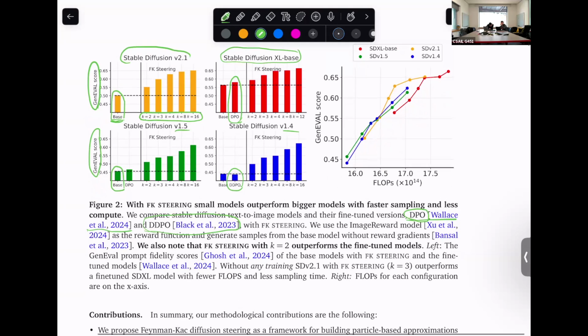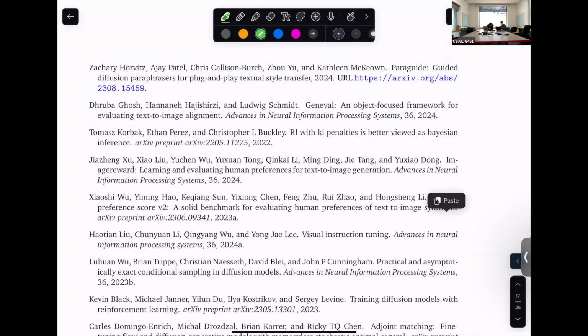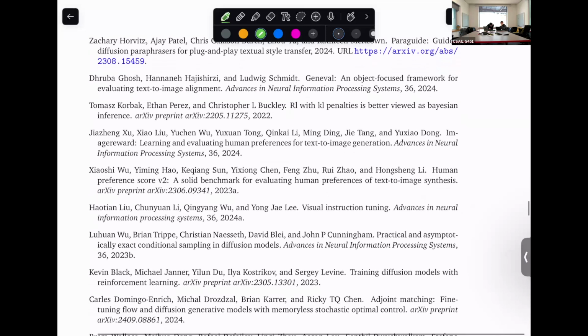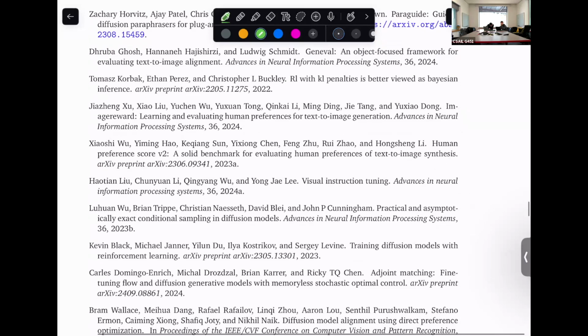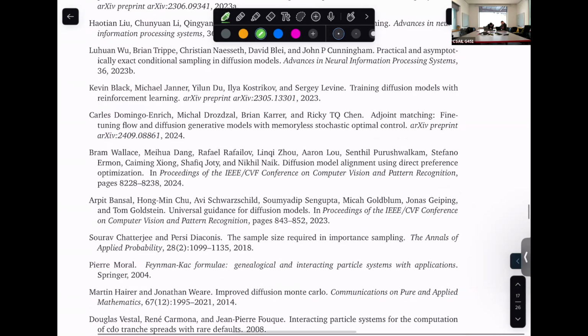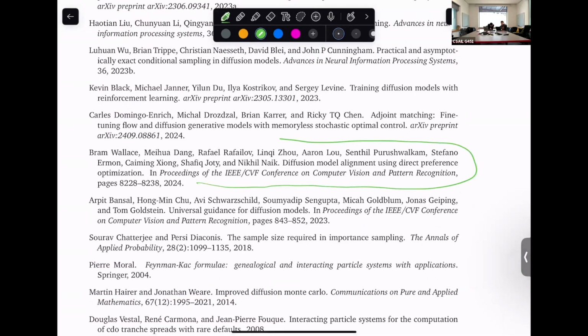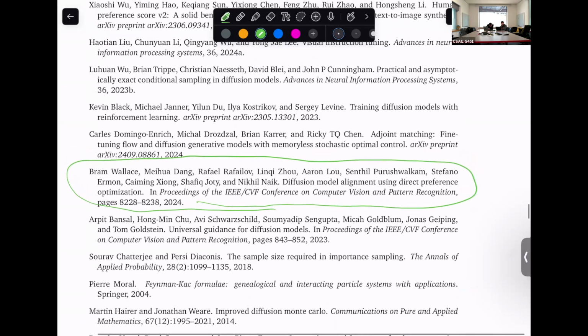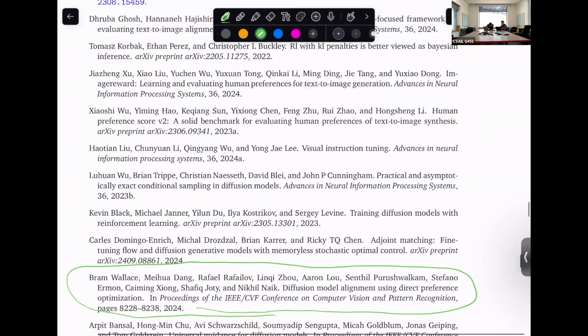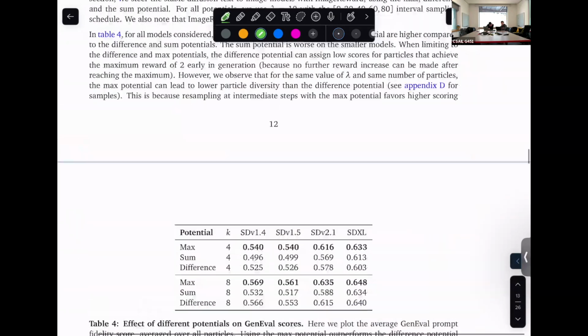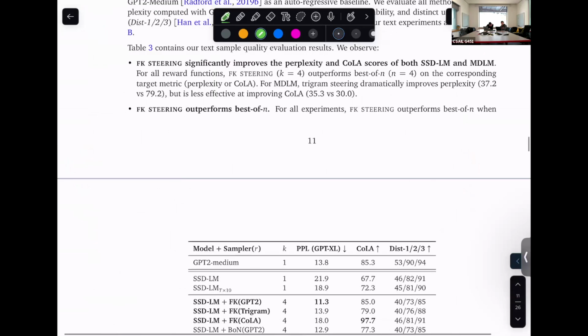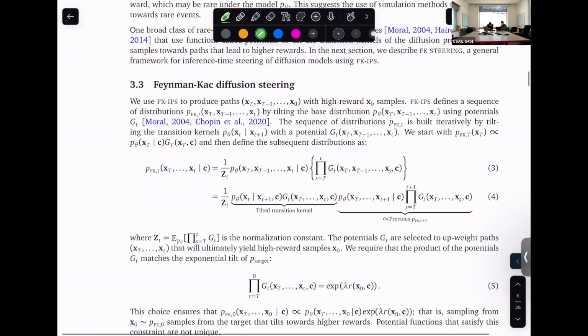Anyway. Wait, if you click on Wallace et al., maybe this is not the actual DPO paper. This is the DPO for diffusion paper. Okay, that didn't give us Wallace et al. Yeah, Bram Wallace right there. Okay, it's this paper. So it says it's a separate thing. So this is also a diffusion model thing. I've downloaded this paper, but I have not read it, so I don't want to comment. Okay, let's go back up to our friends.